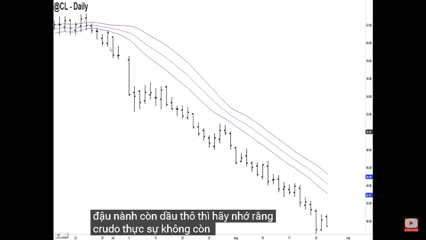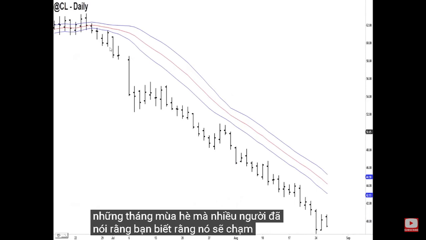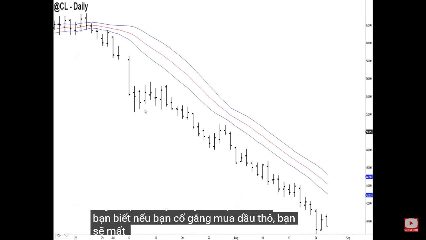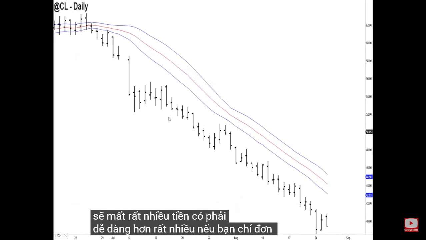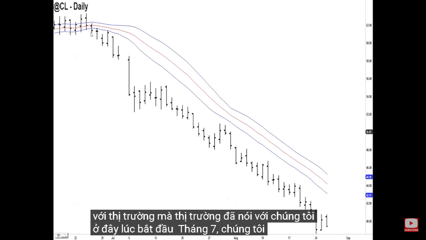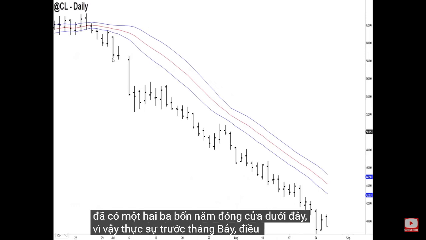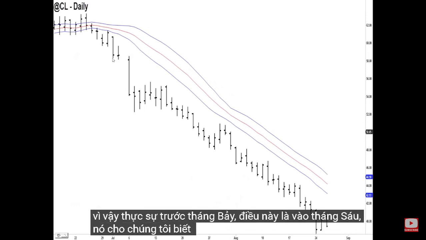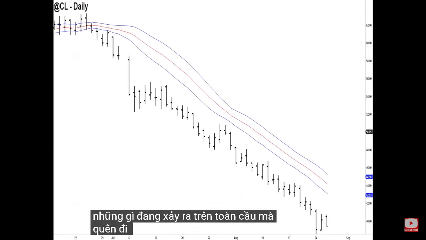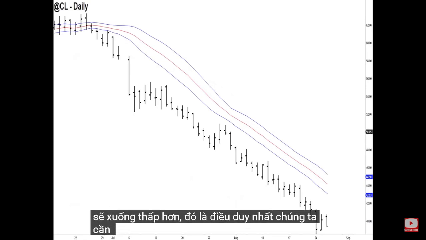Remember, crude oil was really falling out of bed in the summer months. A lot of people were saying, well, it's got to bottom out. It's got to bottom out, and if you tried to buy crude oil, you would have lost a lot of money. Isn't it a lot easier if you're simply in sync with the market? The market told us way back here at the beginning of July, we had 1, 2, 3, 4, 5 closes below. So actually before July, this was in June, it was telling us we're most likely going lower in crude oil. Forget about what's happening globally within the world. Forget about economics. The market is telling you it's most likely going to be going lower. That's the only thing we need to listen to.